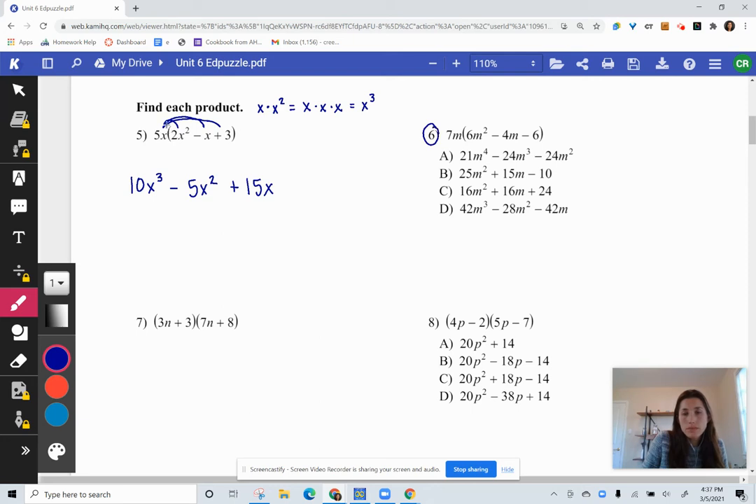6. For the next question, you're going to create a box for this so that we don't forget to distribute all the terms to each other. So we've got a 2 by 2 box here. We've got 3n plus 3, that'll go along one of the sides, and then the 7n plus 8 will go along one of the sides.